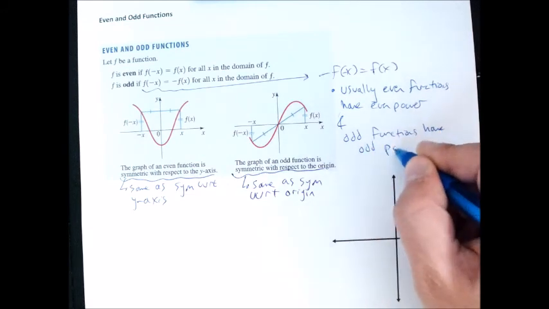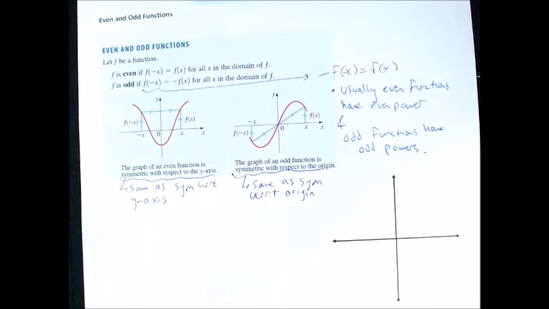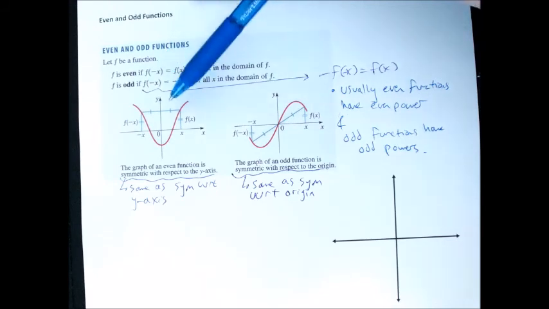So be aware of that for the homework. But the way you test for it is what it says right in this box. If we want to see if a function's even, we plug in a negative x and see if it stays the same. And if we plug in a negative x and everything switches, that's what this one says, and that means it's an odd function.